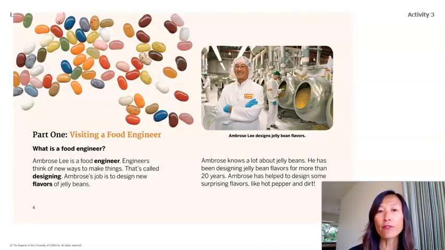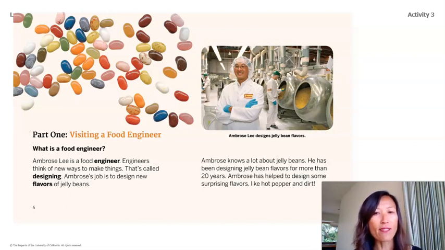Part 1, visiting a food engineer. Says, what is a food engineer? Ambrose Lee is a food engineer. Engineers think of new ways to make things. That's called designing. Ambrose's job is to design new flavors of jelly beans.